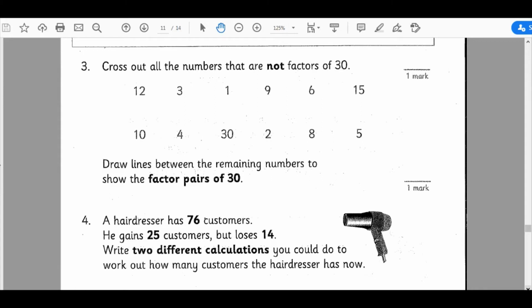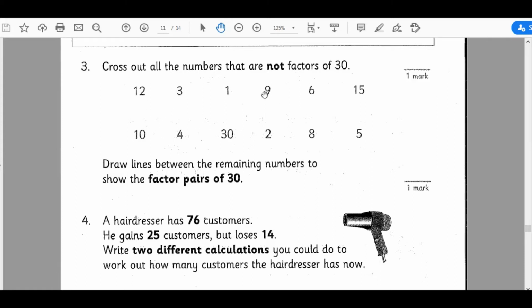What you need to do for the second part is, with the factors that you've got left, you need to match up the numbers that would make a pair that would multiply together to make 30. So for example, you should be left with 10 and 3 as 2 of the numbers that are left, because you can multiply both of those to get to 30. 30 is in the times table of 3 and 10. And you can do 10 times 3 or 3 times 10. So you would draw a line between those 2 numbers that are left.